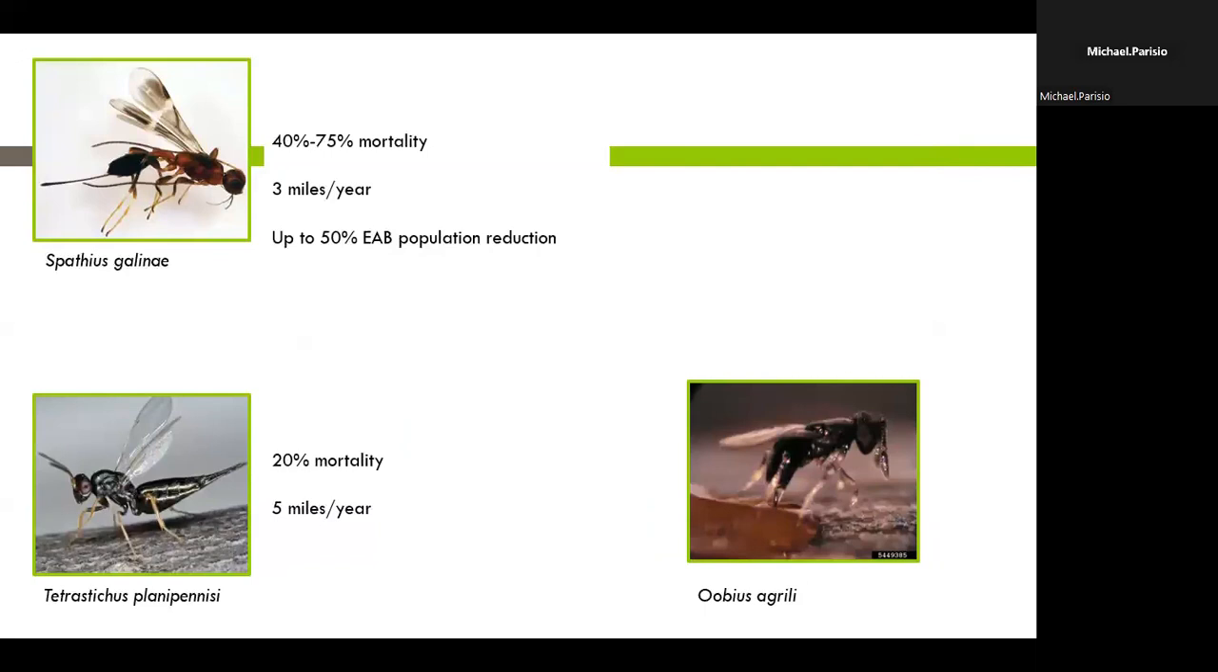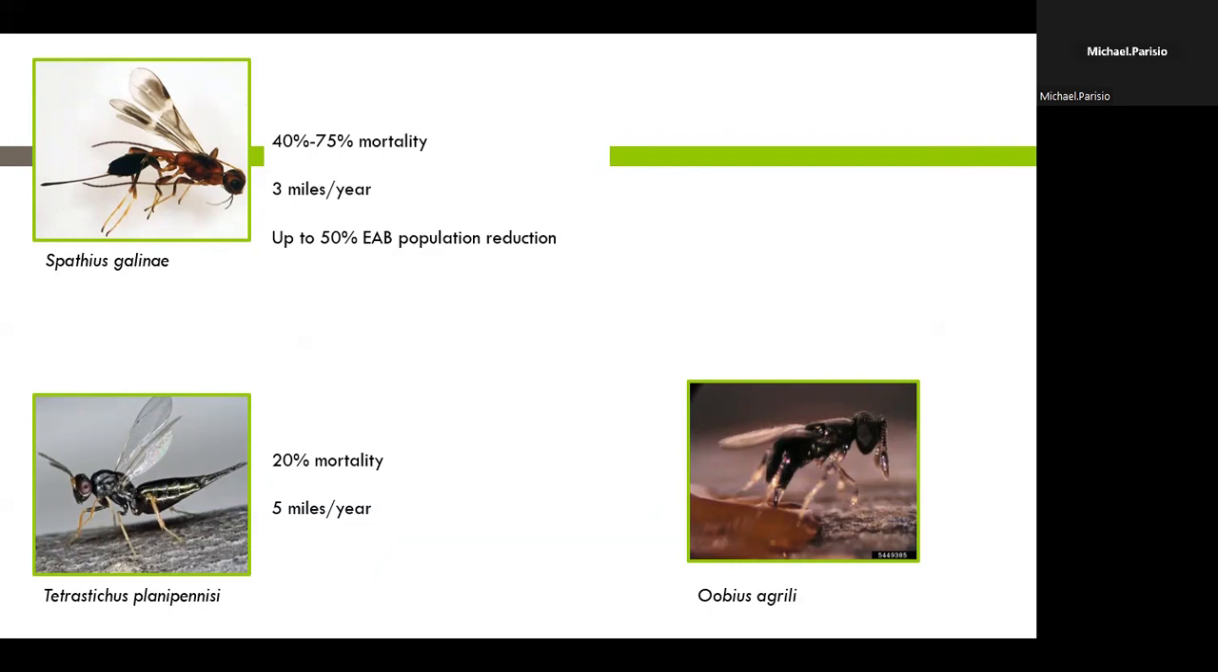And so people have gone back and looked at the establishment and spread of these insects. The results so far have been pretty encouraging. It's still too early to tell what the ultimate fate and what effect they're going to have on these forests, but Spathius galinae especially has been found to, in some of these aftermath forest situations, parasitize up to 75% of the ash borer larvae in those areas, and it can spread.